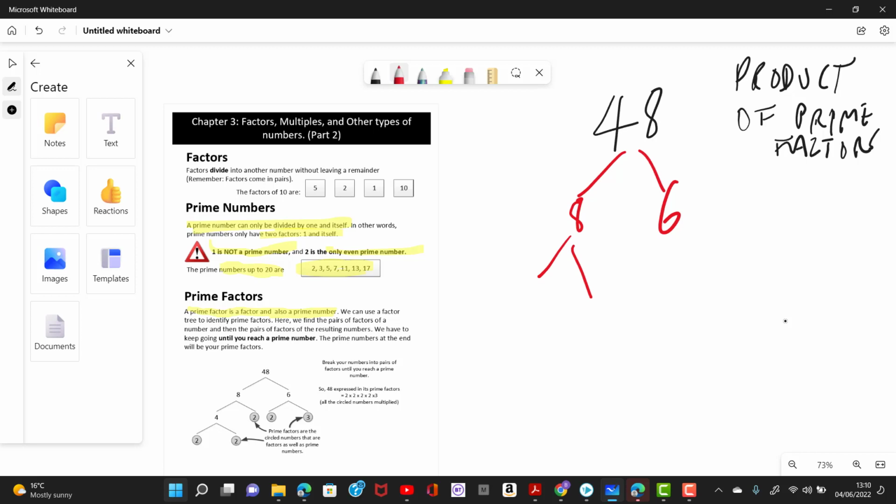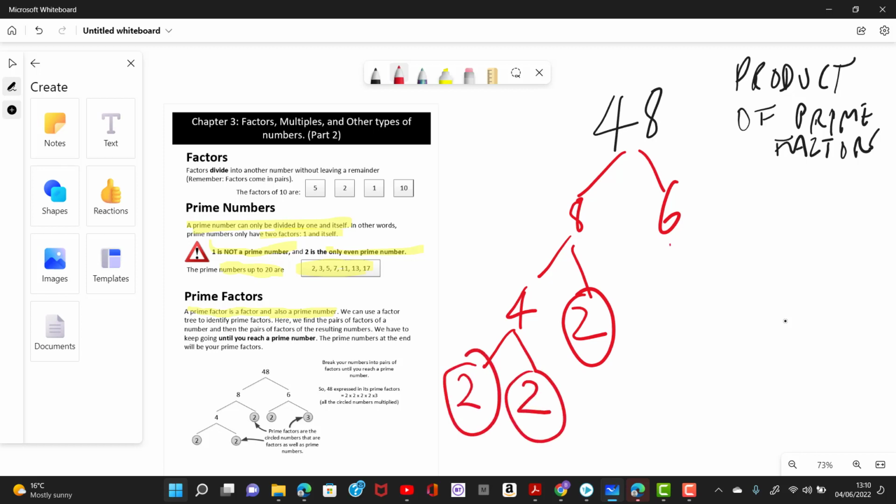What's a pair of factors of 8? 4 and 2. Are any of these prime numbers? Yes, 2 is, but 4 is not, so we can break that down again. 2 and 2. Are any of these prime numbers? Yes. Don't forget the other branch here. 6, is it a prime number? No, so break it into 2 and 3. Are any of these prime numbers? Yes.